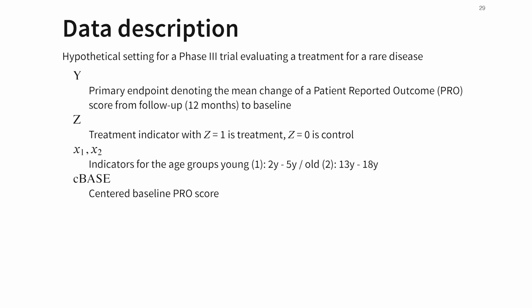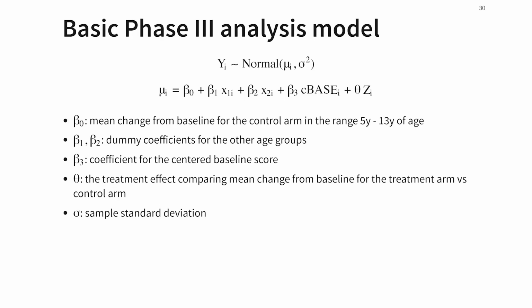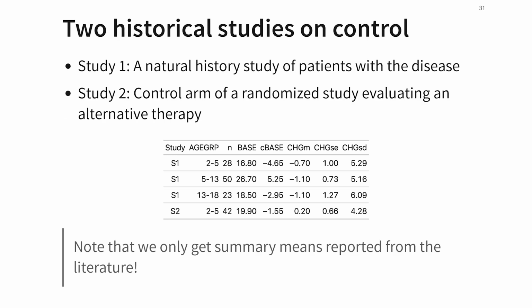A basic phase 3 analysis model would look like this, using the IPD, the individual level patient data. And here I'm just writing down a normal Gaussian model with a linear predictor using those covariates which I just introduced. Now let's assume we have two historical studies on control, a natural disease history study and a control arm of a randomized study evaluating another treatment. Here we now only have the summaries reported, so we get the change in the mean and the standard error for the different age groups, and we don't even have this age group information for the second study.